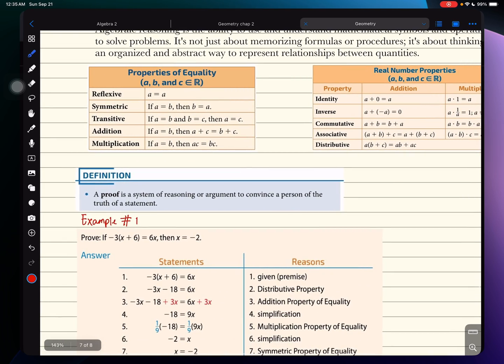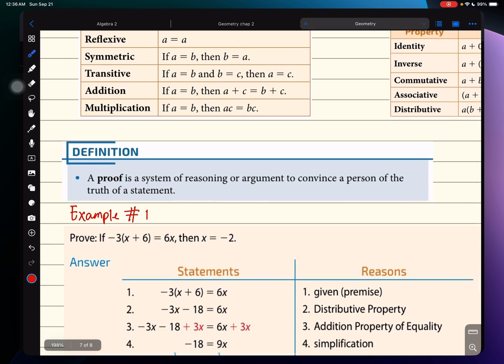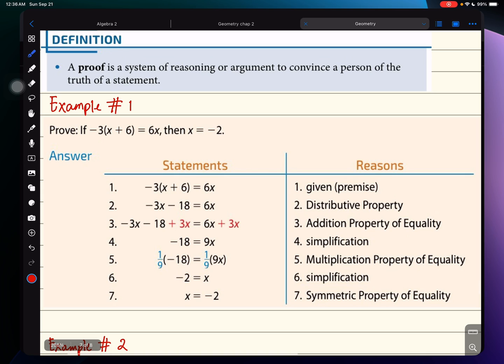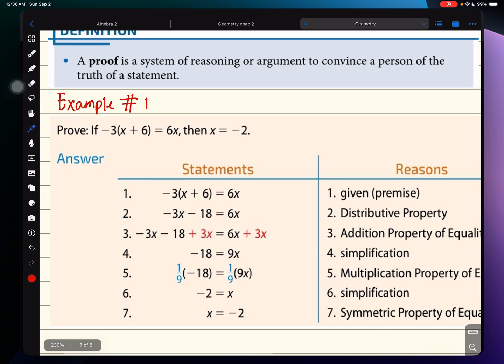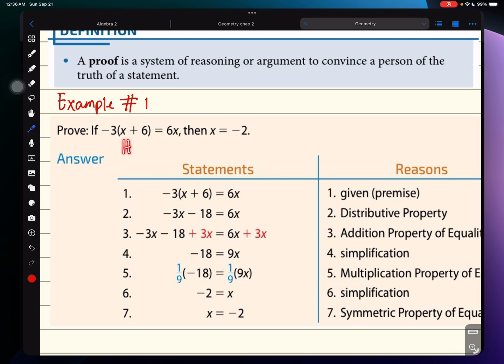So as you can see, algebraic reasoning is a proof, wherein a system of reasoning or argument is used to convince a person of the truth of a statement. Just like this example number one. All you have to do is prove that if -3 multiplied to the quantity of x plus 6 equals 6x, then x equals negative 2. Remember, in algebraic reasoning, you have to first identify the hypothesis and also the conclusion.